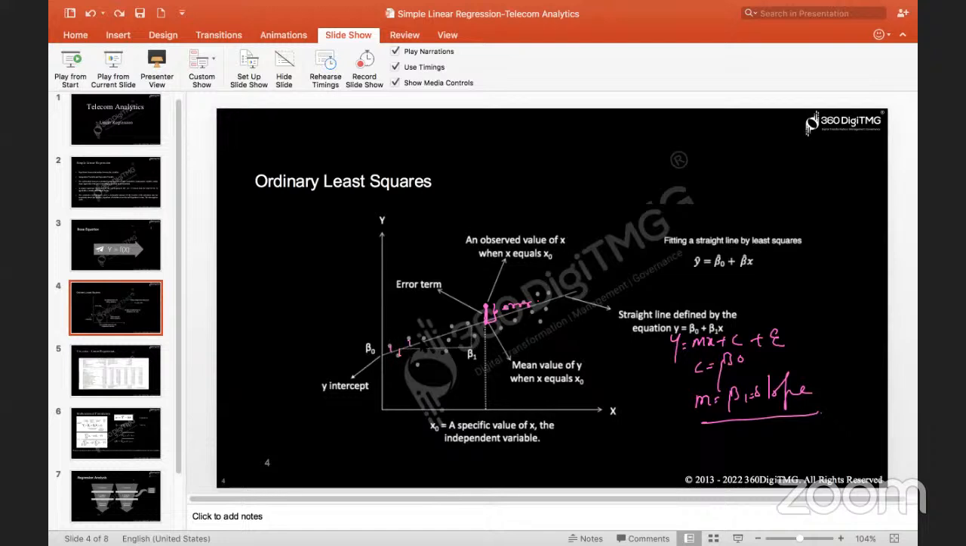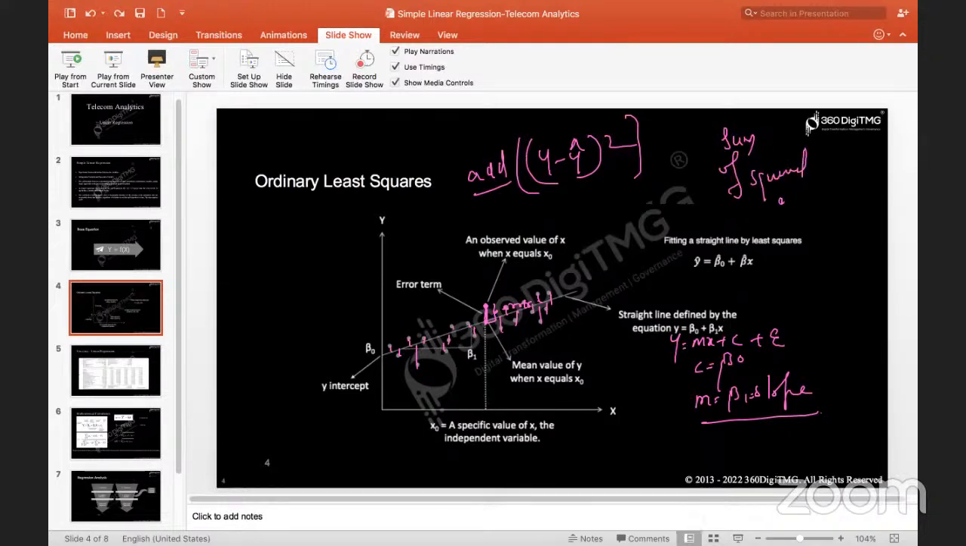So if I calculate all these deviations, how much it got deviated, how much you are estimating should fall on the line and you're getting deviated, that is nothing but your error term. If you take all these errors, y minus y hat whole square, and add all the errors, the sum of the square errors should be the least. So this is what we are going to do here.